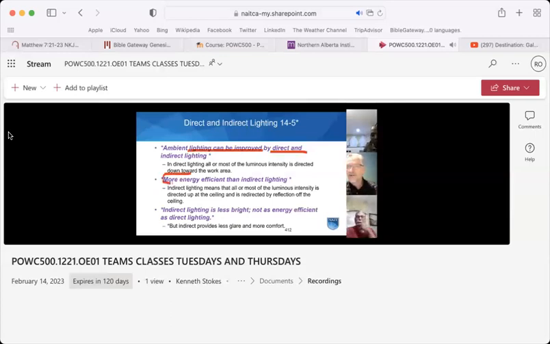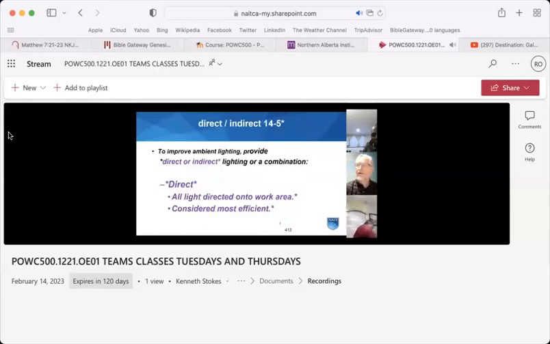So ambient lighting improved by direct and indirect is more energy efficient than all indirect. Indirect lighting is less bright. So if it's all indirect, it's not going to be as energy efficient as direct lighting, but supposedly there's less glare and equals more comfort in the lighting department. To improve ambient lighting, provide direct or indirect or a combination.